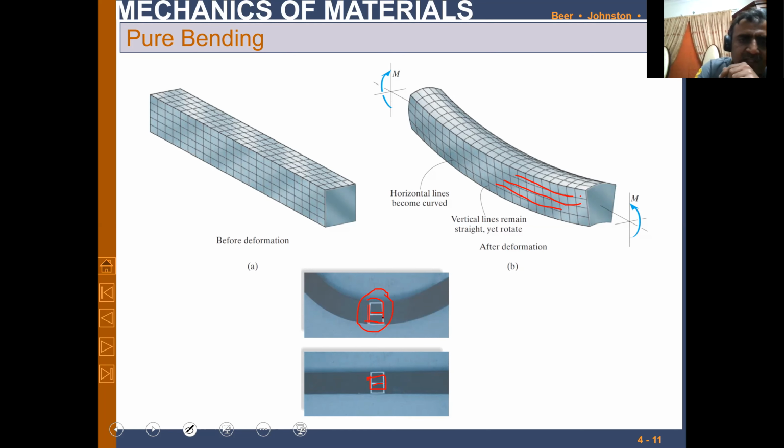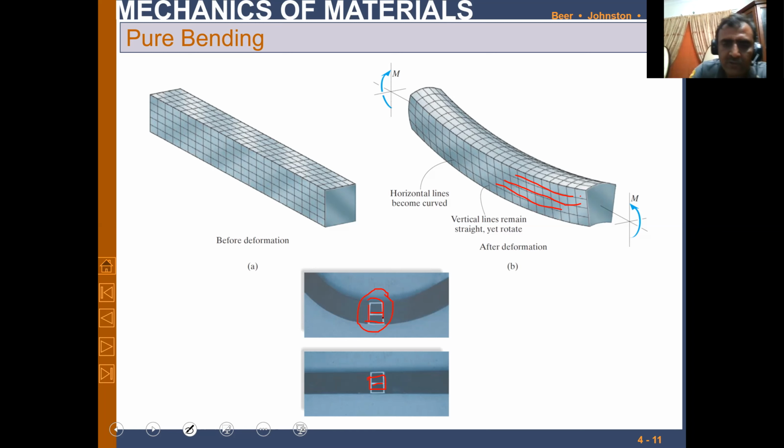So here, this is the undeformed section, so everything is parallel, both horizontal and vertical. But when you apply the bending moment, the horizontal lines remain parallel, but the vertical lines no more remain parallel to each other. They get some rotation because of this moment, and they become not parallel to each other, right? But they remain straight. Both remain straight.